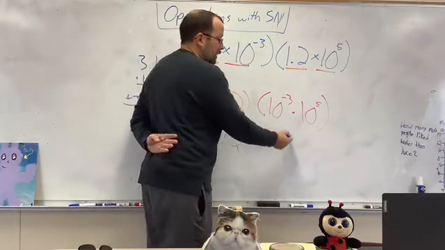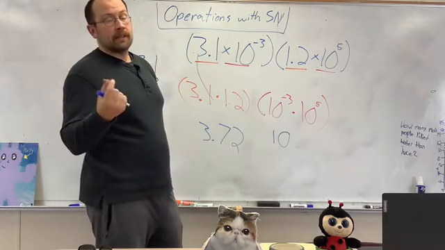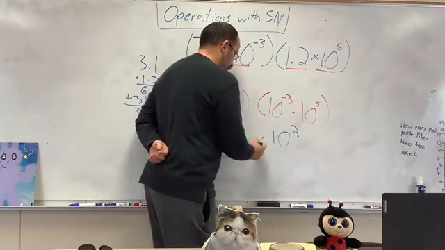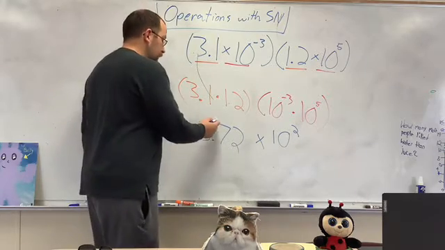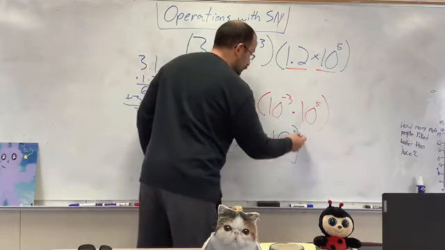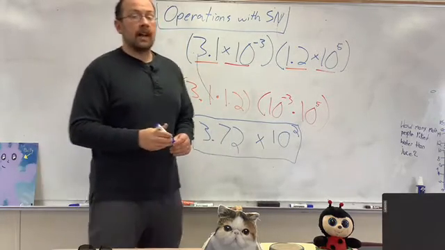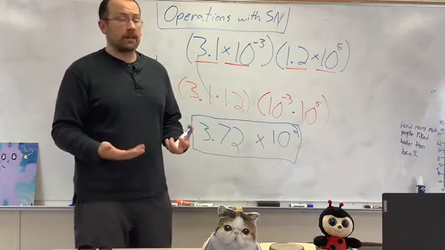So now I get 10 to the negative 3 and 10 to the 5, and I add the exponents together. So what's 5 minus 3? 2. And I put the times. This number is between 1 and 9. So that is my final answer. And that is how you multiply scientific notation. Now we'll work on division.